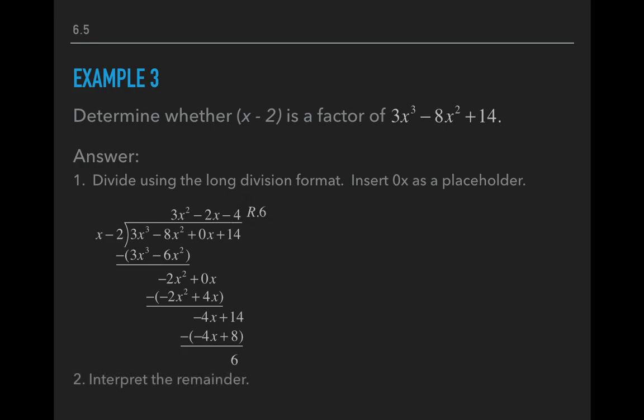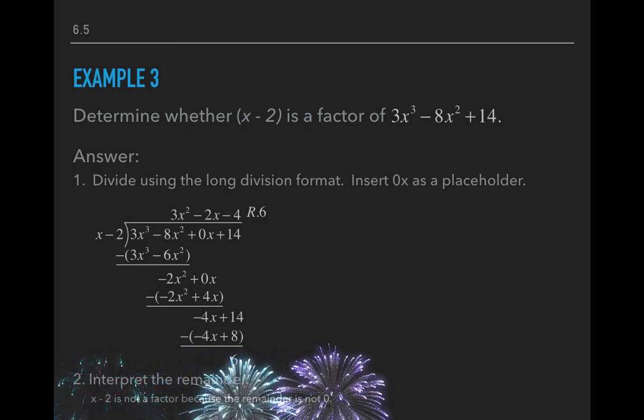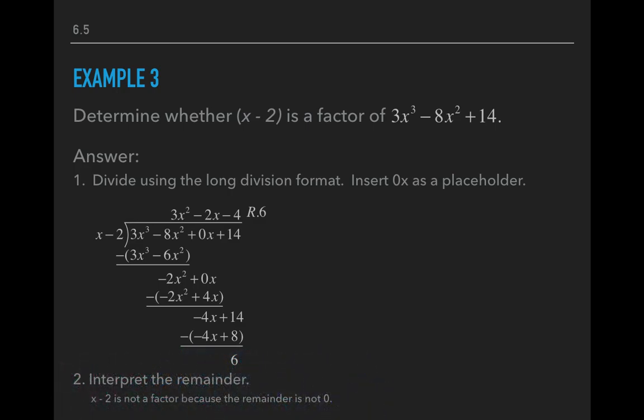What does that mean? It means that x minus 2 is not a factor because the remainder is not 0. It only divides evenly if the remainder is 0, and it did not. All right, so I'm going to let this be the end of part 1 of this series, and we will pick up with the definition in the next video.